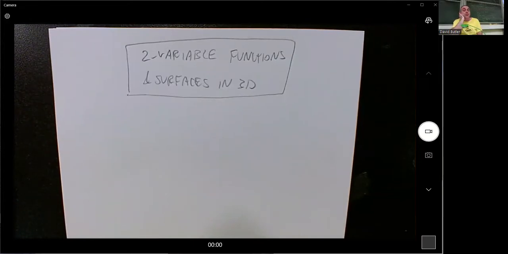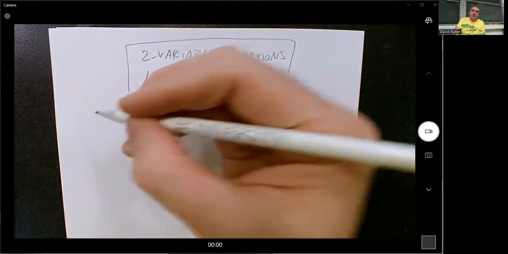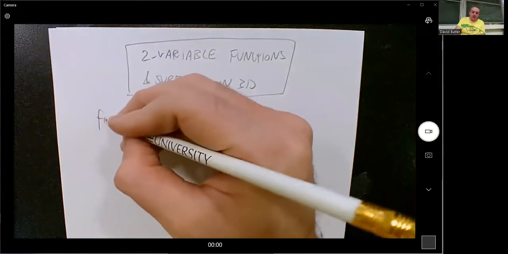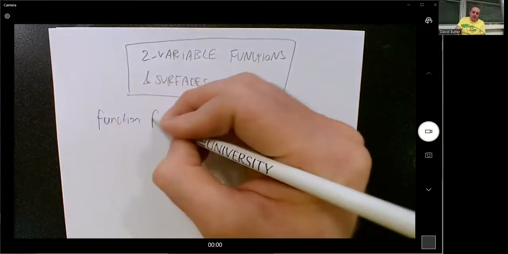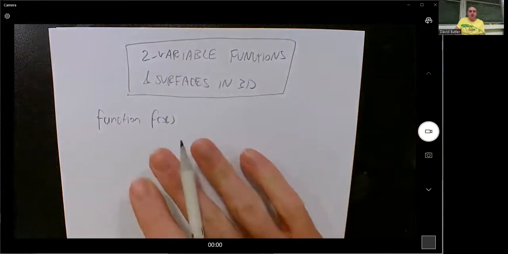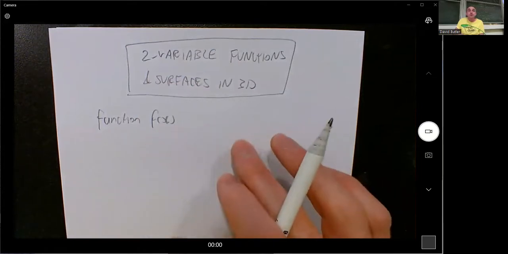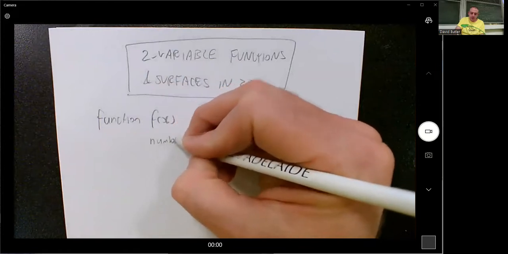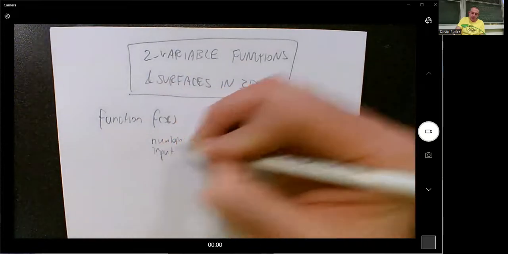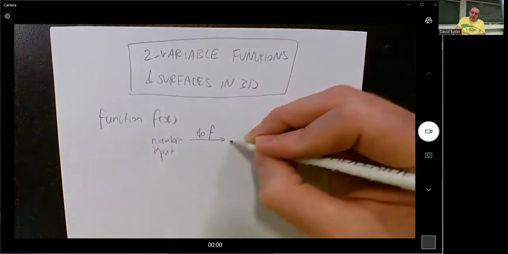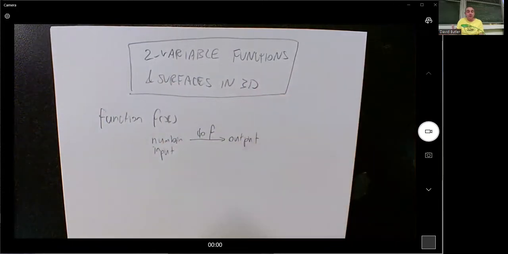Well, there's two big ideas that are going on here. So let me step back a moment and just get into the groove. When you've got ordinary functions and you have a function like f of x, then what f of x does is every input for x produces an output, which is a number. So you've got a number input, and you do the function f, and you get an output. And that's what a function does.